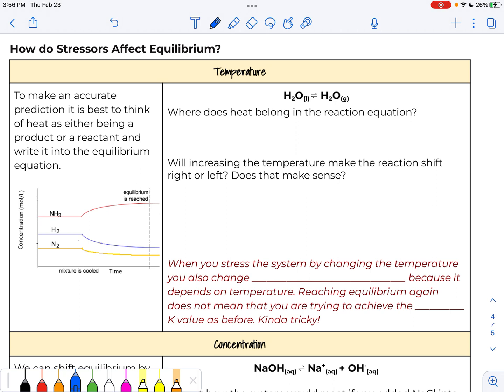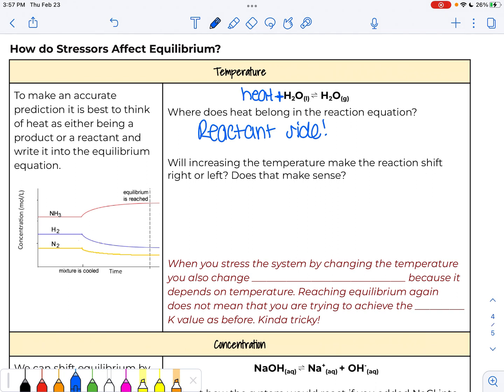If we take a look at the reaction up here, it's a phase change between liquid water and gaseous water. Think about, where does heat need to go in this system? Is this an exothermic process or an endothermic process? Do I need to release heat or absorb heat? In order to go from a liquid to a gas, the liquid has to absorb heat energy. So that means heat would be acting as a reactant. I'm going to fill it in right up there. Where does heat belong? Reactant side.